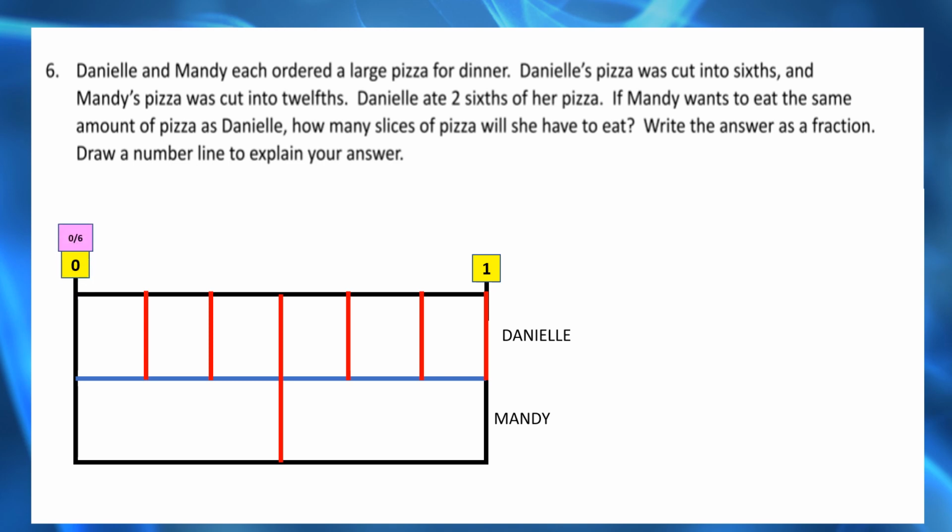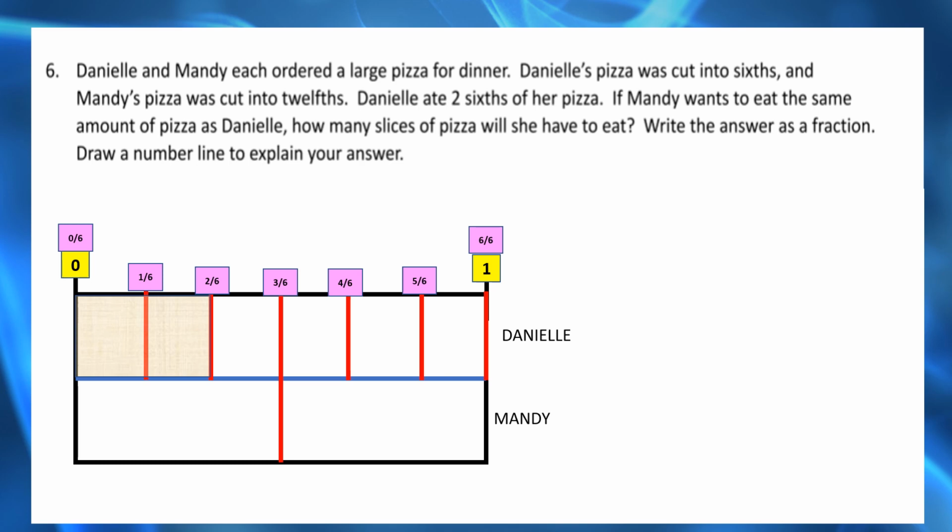Now, we're going to label our 6ths. So start by labeling 0/6 above the 0. And on each line, that would be a 6, just like with a number line. So we have 1/6, 2/6, 3/6, 4/6, 5/6, and 6/6. And Danielle ate 2/6, so we shade in 2/6. Now we've modeled Danielle, the amount of pizza that she ate.